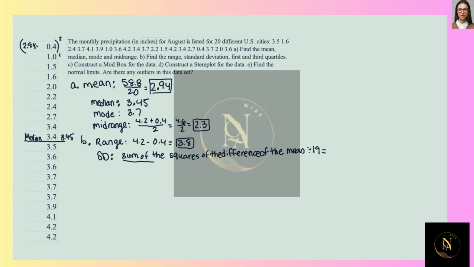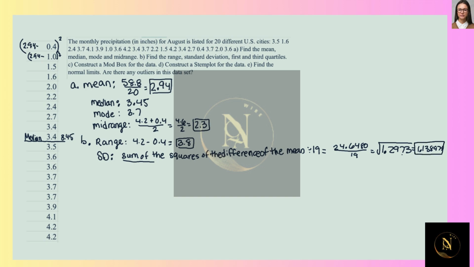Then I would add it to 2.94 minus 1.0 squared, and then add it to 2.94 minus 1.5 squared, and so on and so forth for every data value. Then I would add up all those numbers, and I got 24.6480. Then I divided it by 19, and I got 1.2973. Not done yet, though, because then I have to find the square root of this number, which is 1.138974.